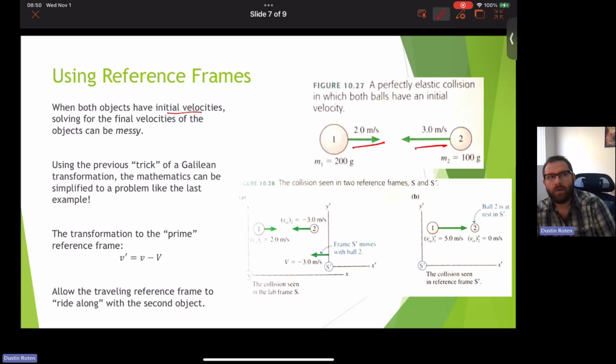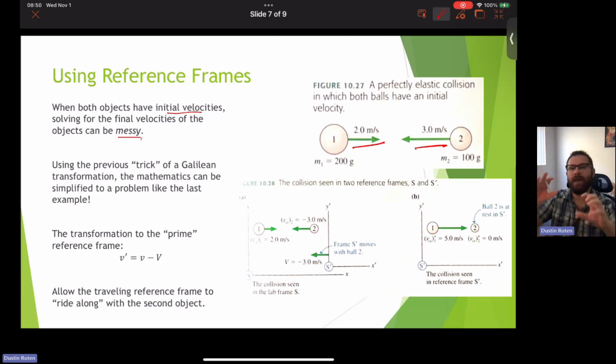Well, if we try to set up the equations, which you can totally do, you can do the math just like we did in the previous slides, but it gets really gross. This becomes a really messy thing when both objects are moving in the before picture. So let's use something from several lectures ago. Let's use a Galilean transformation.